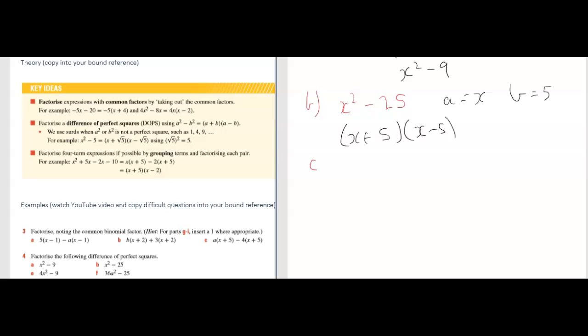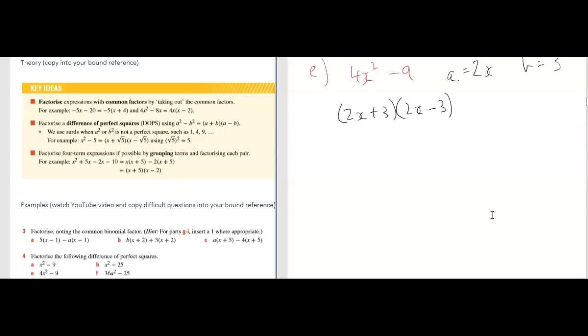Okay, moving on to, now it's not c, it's e. 4x squared minus 9. Okay, so remember, a is the square root of this first term. So we take the square root of the 4 and the x squared. So the square root of 4 is 2, and the square root of x squared is x. And then b is the square root of the second term, which is going to be 3. So when we're factorising, we're going to have 2x plus 3, and then 2x minus 3.